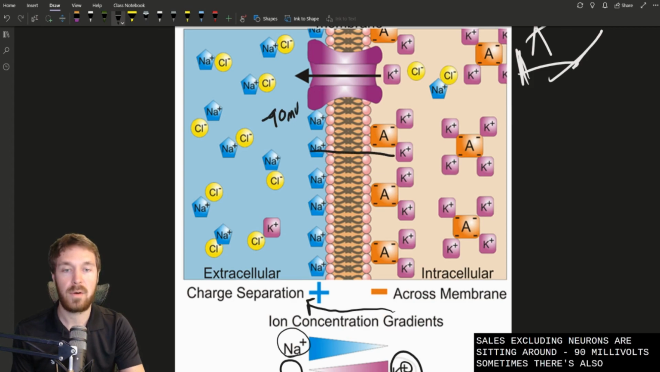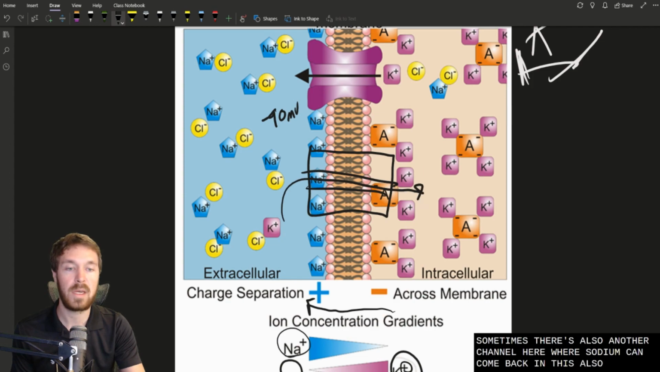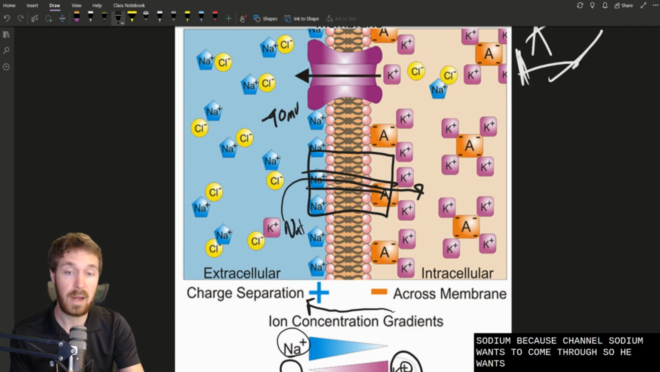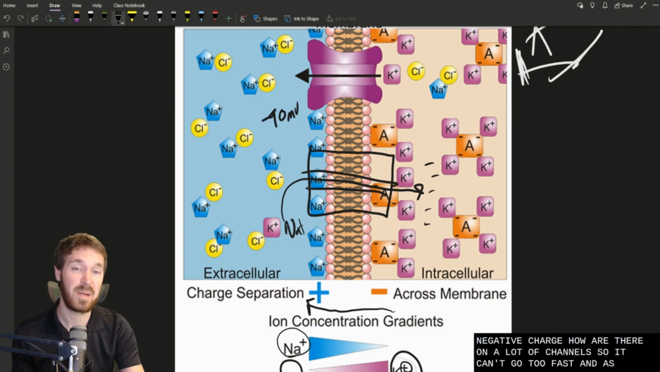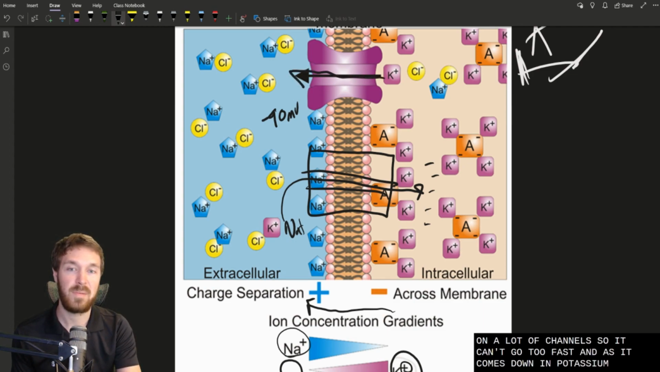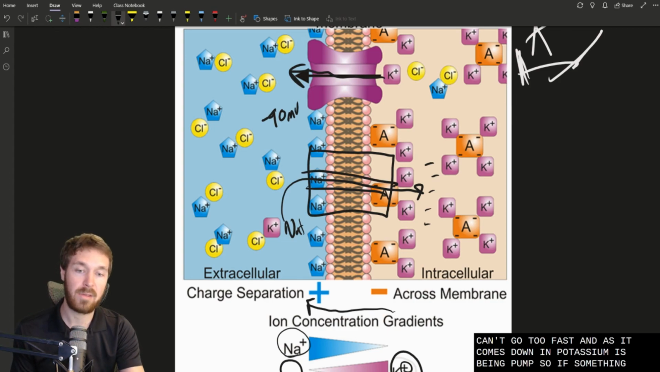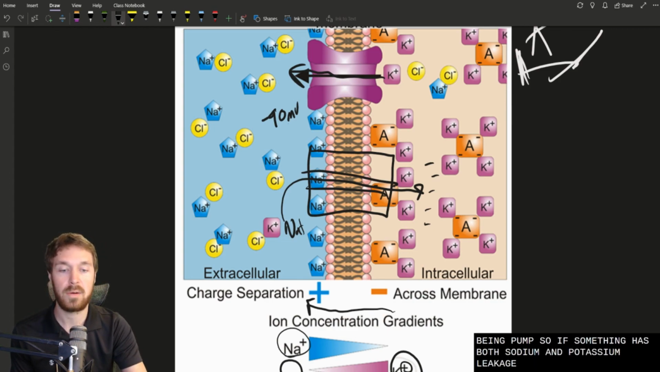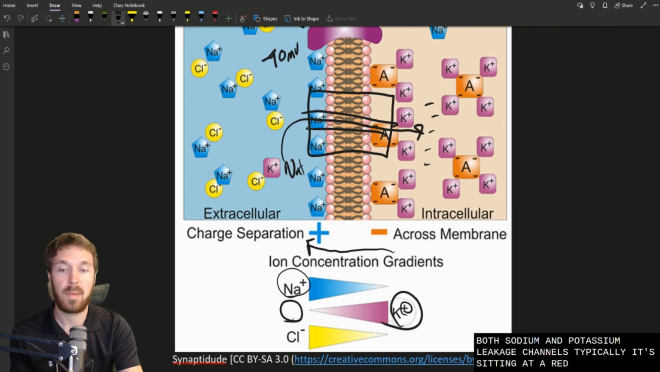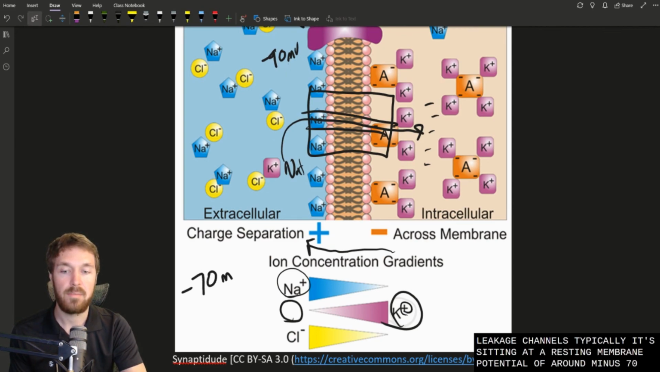Sometimes there's also another channel here where sodium can come back in. This is also a leakage channel. There's only a couple of these though. There are far more potassium leakage channels than sodium leakage channels. Sodium wants to come down its concentration gradient into an area of negative charge. However, there aren't a lot of channels, so it can't go too fast. And as it comes in, potassium is being pumped out. So if a cell has both sodium and potassium leakage channels, typically it's sitting at a resting membrane potential of around minus 70 millivolts, which is normal.